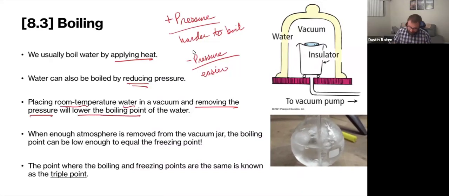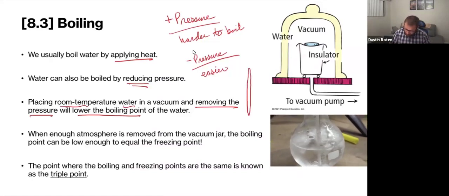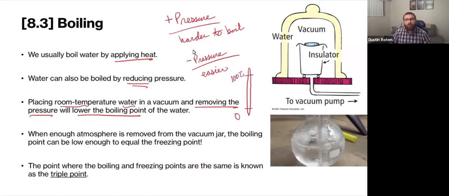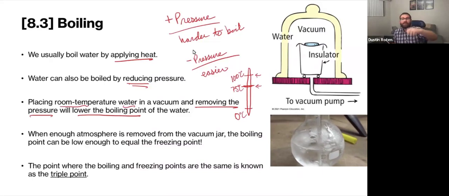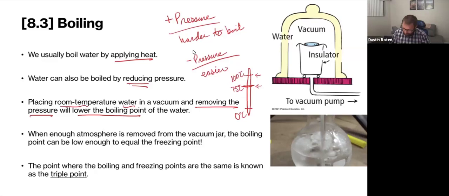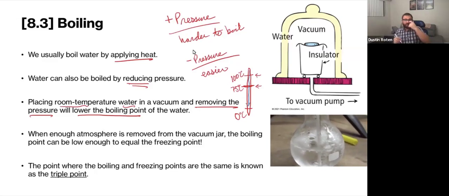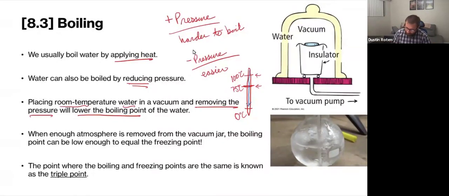So the idea is essentially, if you think about a thermometer, water boils here, water freezes here at 0 degrees Celsius. What you're doing is you're moving this boiling point from here to somewhere down here, maybe, I don't know, 75 degrees Celsius. Because the more atmosphere you remove, the more you're going to drop this boiling point. So if you remove all the atmosphere, you can essentially move your boiling point down to where it's the same as the freezing point. And this is a very extreme case, but it can be done.